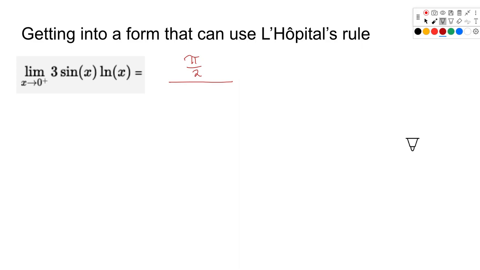Again, this one, let's get rid of this. Can we use L'Hopital's rule at all? What's the problem? What looks like it might be a problem here? What do we not have? We don't have a fraction. Could we make one though?